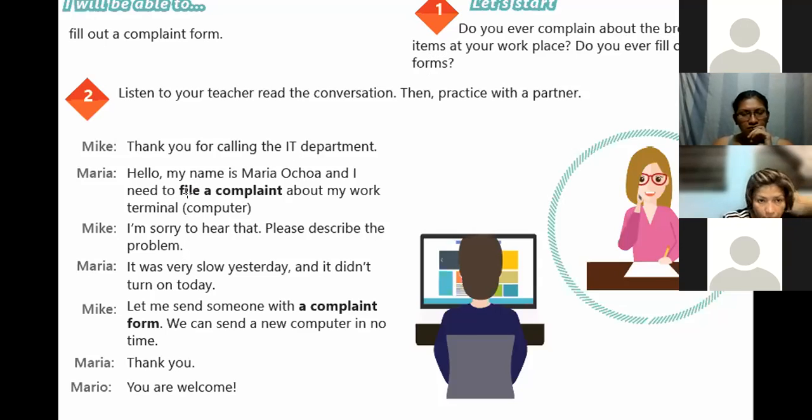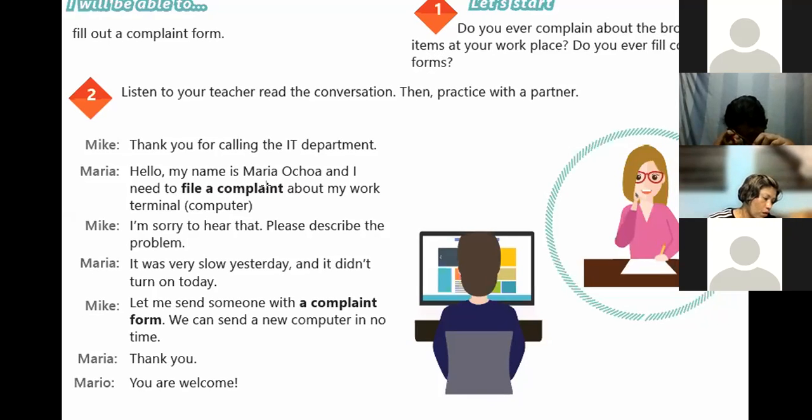Ahora, acá dice file a complaint. File a complaint. ¿Ok? File a complaint lo que significa es también llenar un formulario, pero en realidad lo que significa es darle seguimiento o introducirla, solicitar, ¿ok? Que se verifique. File, en este caso, es como meter un archivo, ¿verdad? ¿Ok?